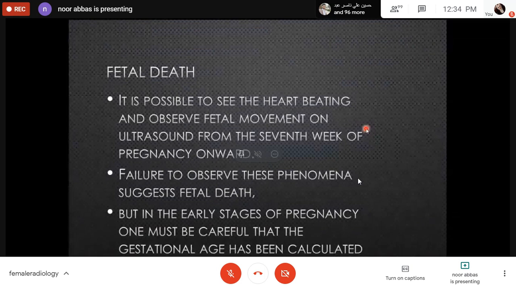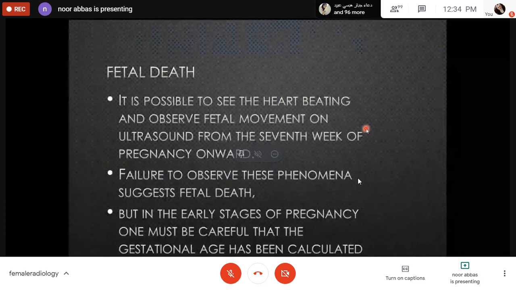You will tell the patient to return again after about 10 days for confirmation, and there is no significant chance of missing a death. We almost always reschedule the patient before saying that this is fetal death, unless it is, for example, 8 weeks, 9 weeks, 10 weeks, meaning more than 7. Then we can say confidently this is fetal death.